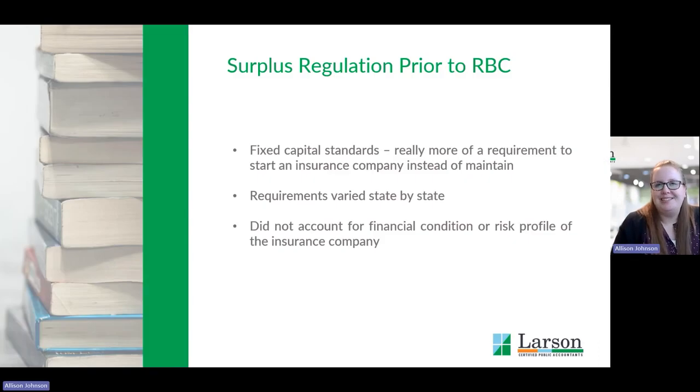So, some background on RBC. RBC didn't come around until the 1990s. Before that, any surplus requirement was really just a baseline of the surplus required to start an insurance company. There wasn't anything to maintain an insurance company and what you required. So that surplus wasn't really a good measurement of risk. In addition, that requirement could vary by state, and it didn't account for the financial risk or profile of the actual insurance company.